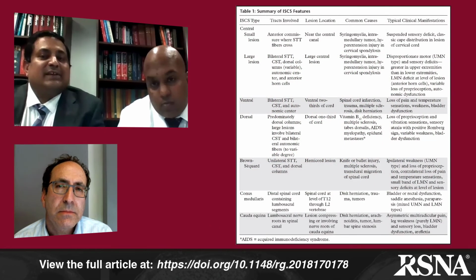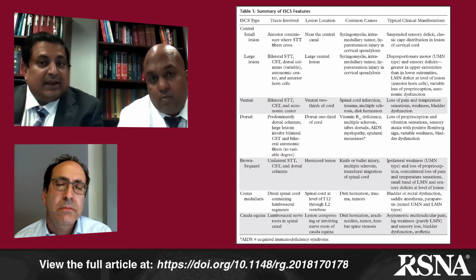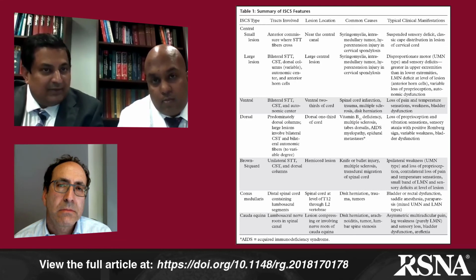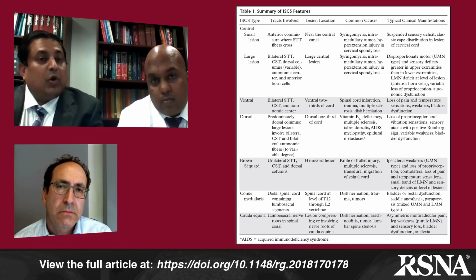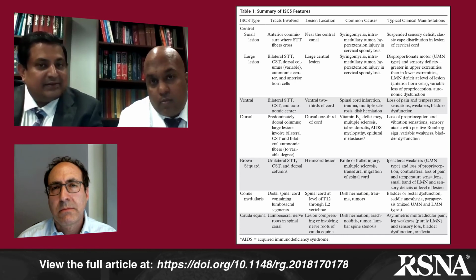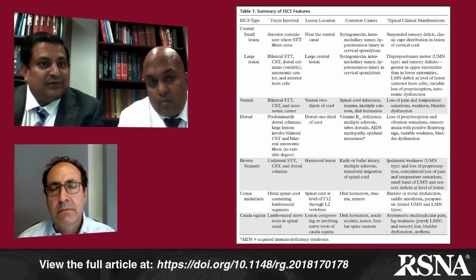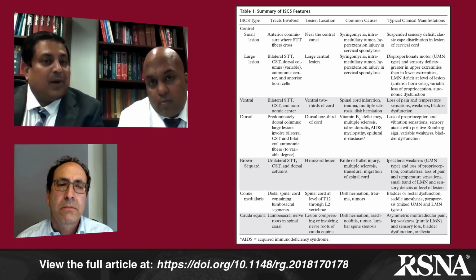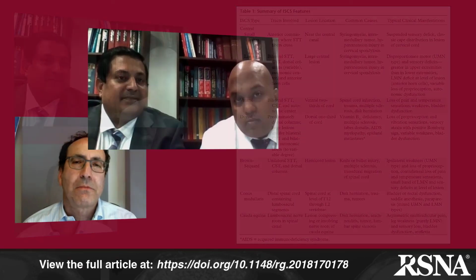So this table summarizes the features of different incomplete cord syndromes. Information provided about each syndrome includes the tract involved, lesion location, common causes, and the typical clinical presentation associated with the syndrome. Radiologists and clinicians can use this as a reference to correlate clinical symptoms and imaging findings to ensure that the area of interest is appropriately imaged and evaluated on cross-sectional imaging.